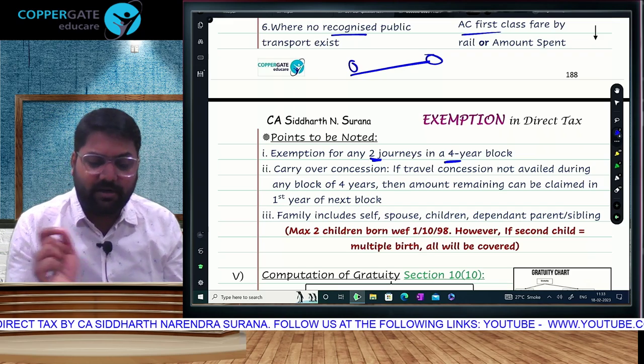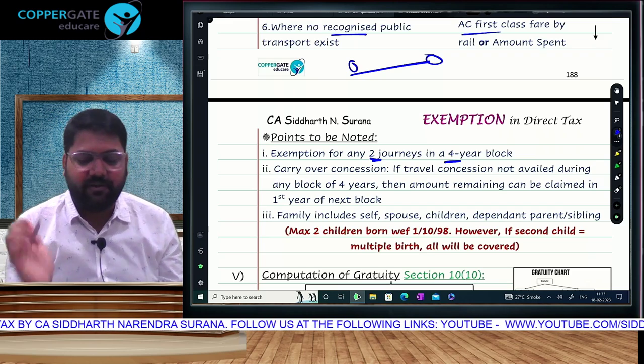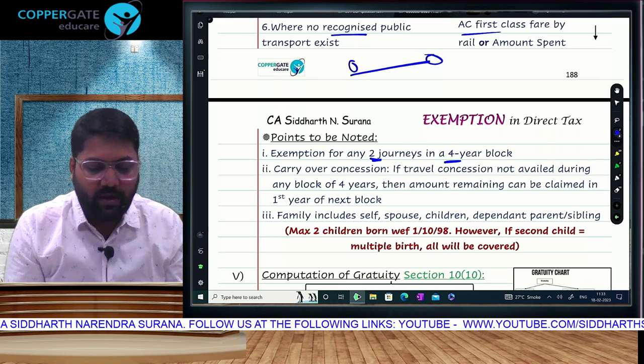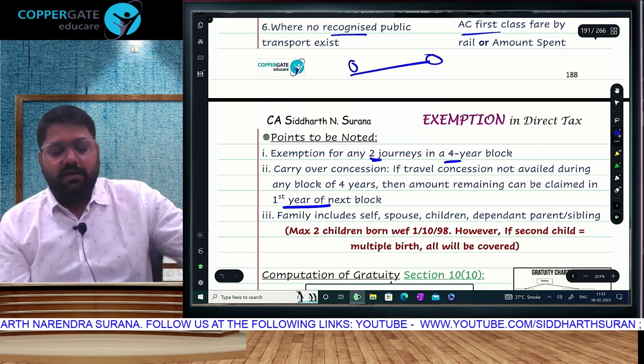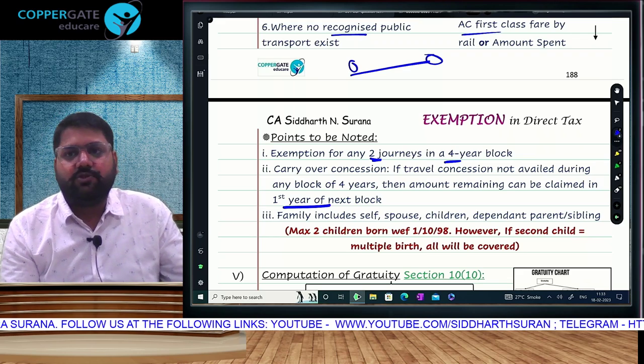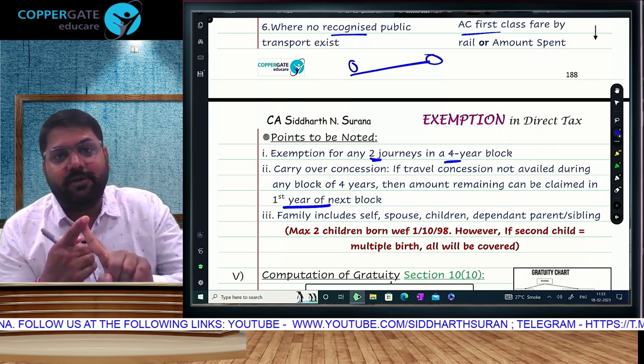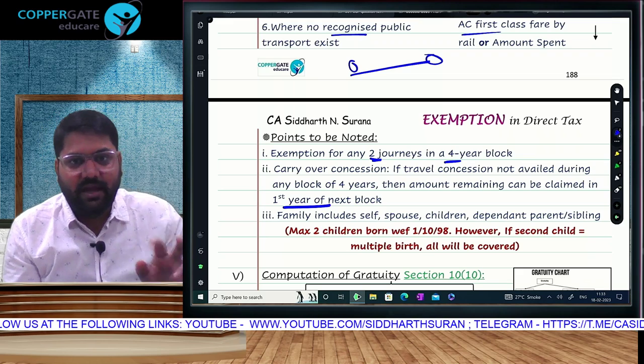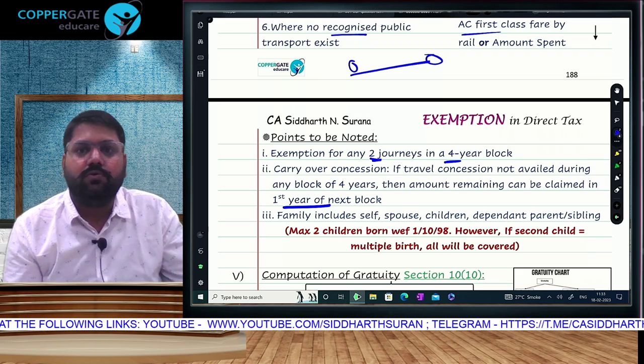And if you were not able to utilize this, any one can be carried forward to the next block, but you have to avail it in the first year of the next block. Any one can be availed, and that has to be taken. So what will happen in the next block? In the first year you take one, which is the brought forward concession. And then during that block of 4 years, you can take any two more.